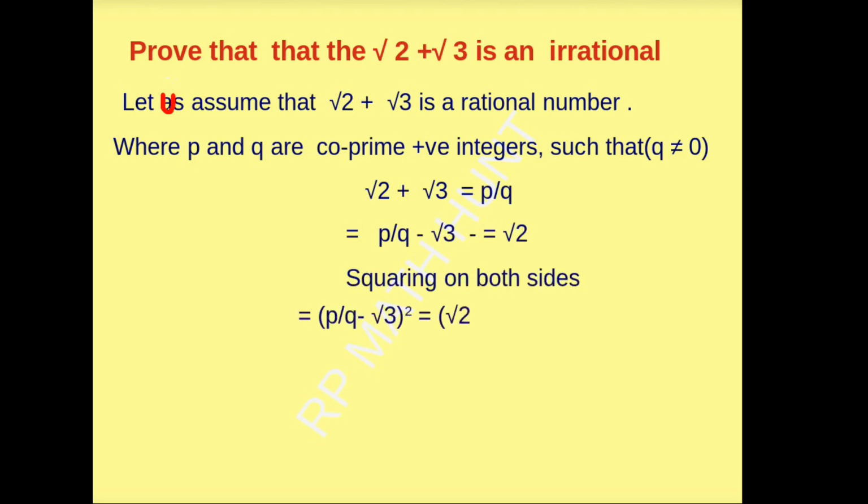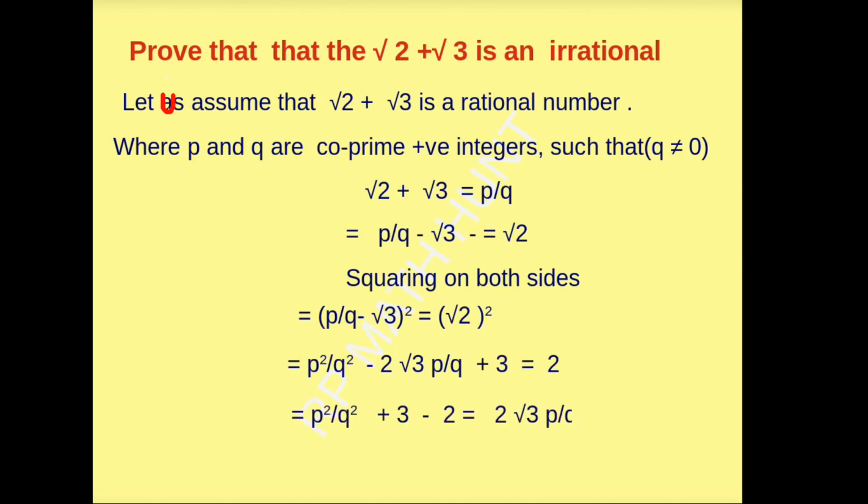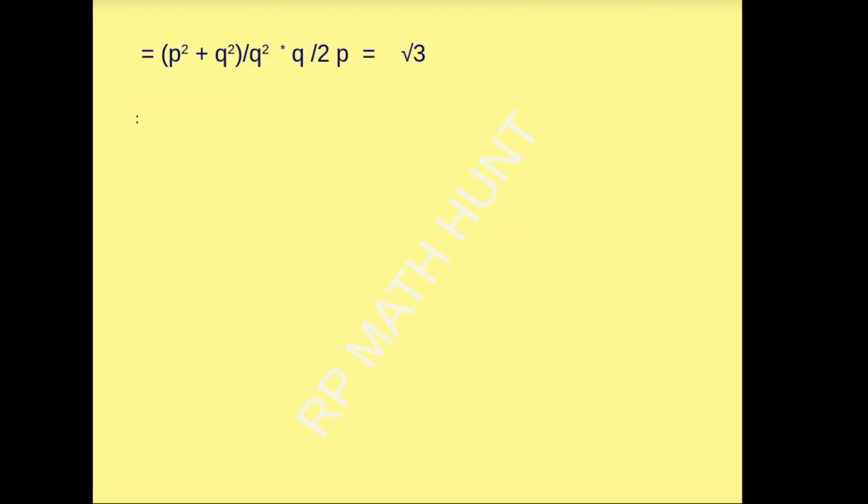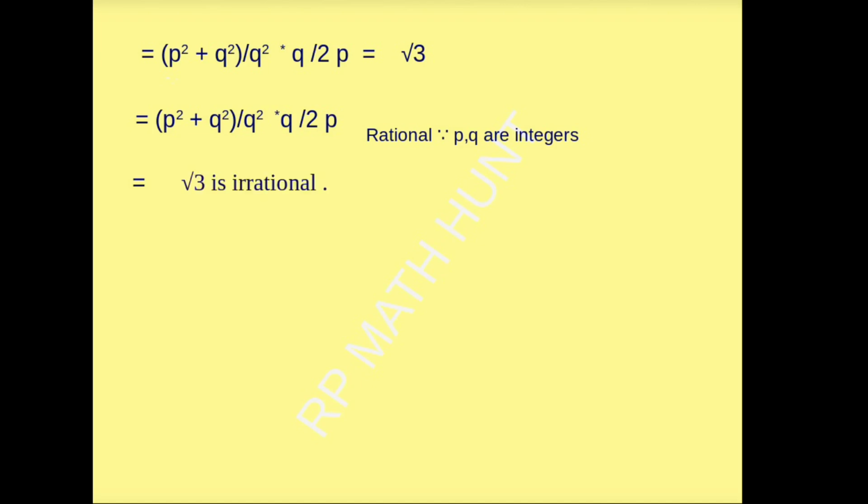That is p square by q square minus 2 root 3 p by q plus 3 is equal to 2. Rearranging the terms, p square by q square plus 3 minus 2 is equal to 2 root 3 into p by q. That is, p square plus q square plus 1 is equal to 2 root 3 p by q. Here, p square plus q square by q square into q by 2p is rational, since p, q are integers we assumed, and on the right hand side, root 3 is irrational.